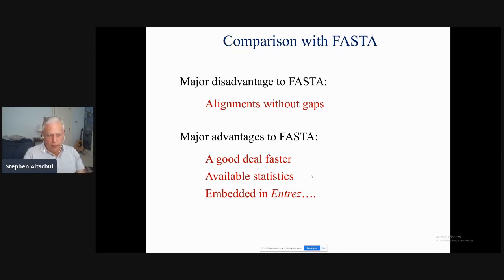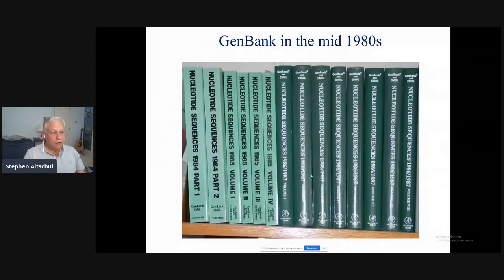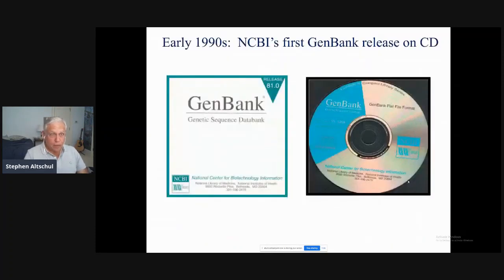There was a database of DNA sequences called GenBank. And here is GenBank in 1984. Here is GenBank in 1985. Here is GenBank in 1986-87. As you can tell, this idea does not scale. And I think this may be the last paper version of GenBank that was published.